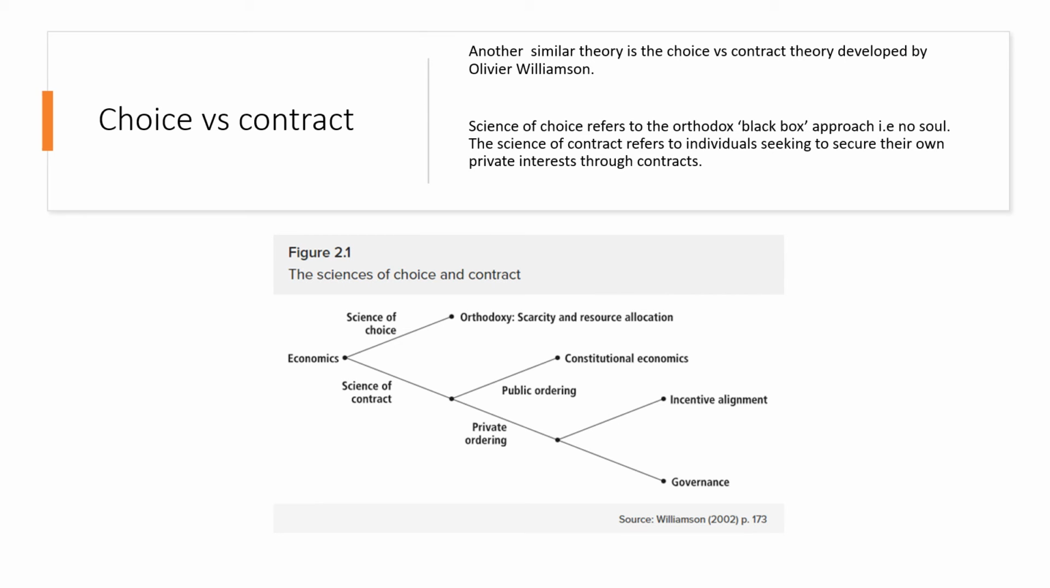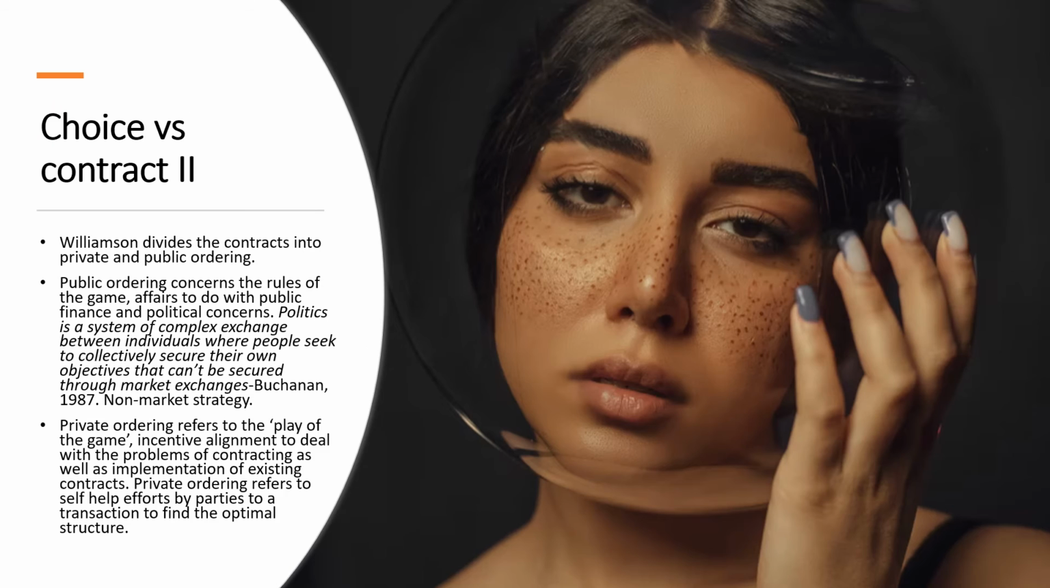Another theory that is quite similar to the choice versus contract theory was developed by Oliver Williamson. And he sees the corporation through two lenses, through the science of choice and through the science of contract. And when he looks at choice, again, it's this kind of black box, sort of soulless approach. And when he looks at contracts, he further divides it into private ordering and public ordering. He says that public ordering concerns the rules of the game. So how the corporation actually shapes the environment that it operates in through affairs to do with public finance and political concerns.